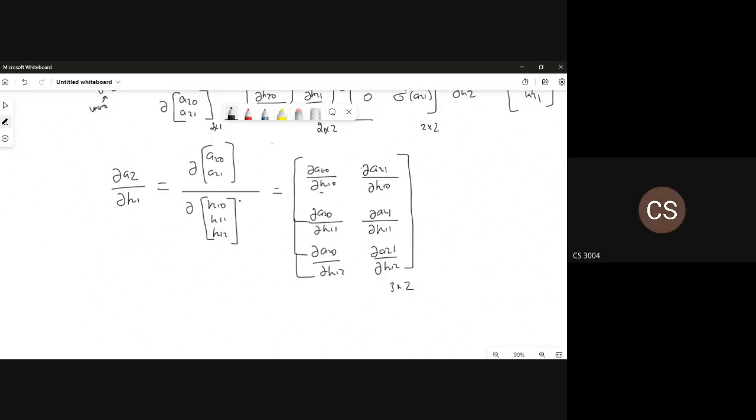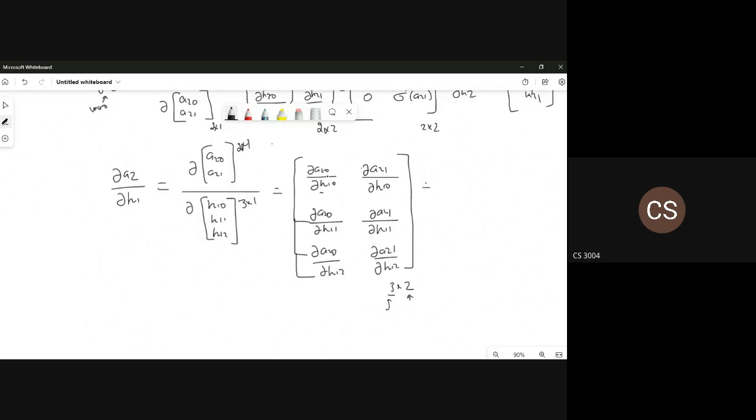So I have a 3 by 1 vector in the denominator and a 2 by 1 vector in the numerator. Denominator layout means the first dimension is whatever the size of the denominator, so it comes to 3, followed by the numerator's 2. If it is a numerator layout, it's simply a transpose. It is going to be 2 by 3. Does that make sense? You will see these things clearly.